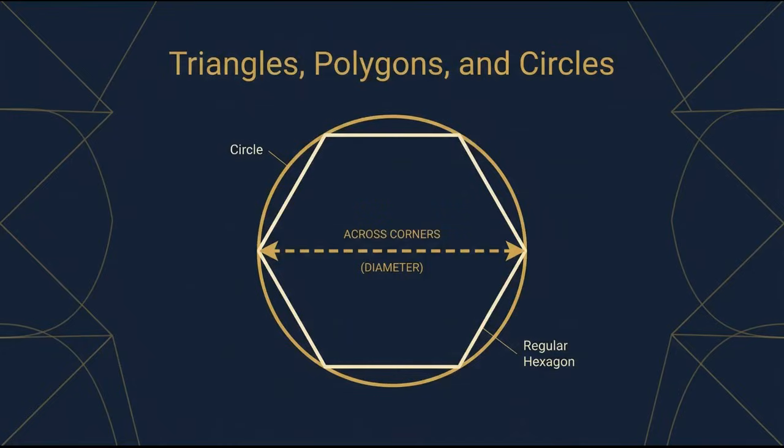Also, if any triangle is inscribed inside a semicircle with the diameter forming one of its sides, the angle at the circumference will always be a right angle, exactly 90 degrees. Let us move to regular hexagons. For a regular hexagon, each exterior angle is 60 degrees. When constructing one across corners, the given dimension represents the distance between opposite vertices. This distance is equal to the diameter of the circumscribed circle.